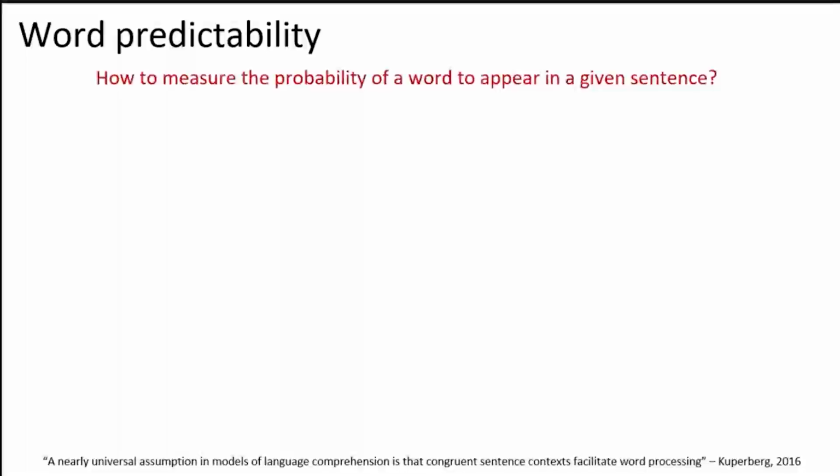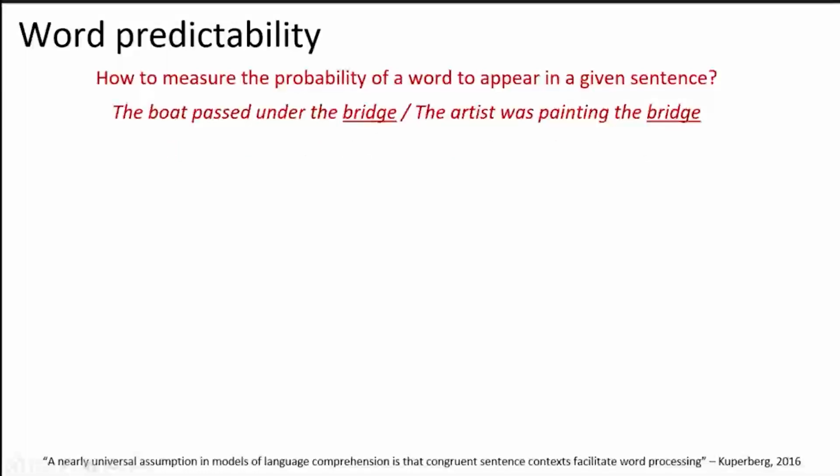The first problem is word predictability. It's a fundamental, agreed upon assumption. There's a huge consensus that words which are more predictable are easier to process. What do I mean? For example, if I look at the word bridge, when I say the boat passed under the bridge, it's easier to process this word than if I say the artist was painting the bridge. Because here it's more predictable, right?